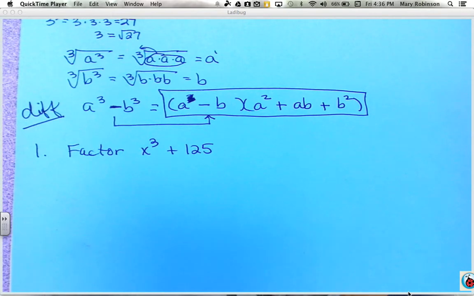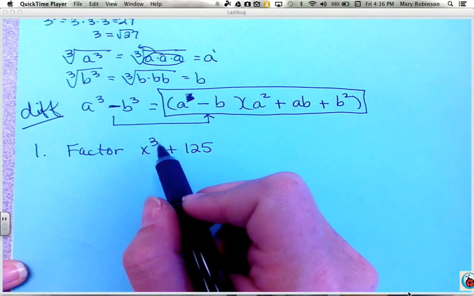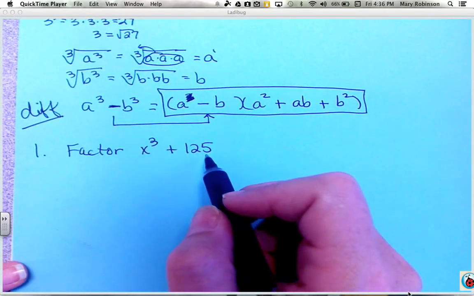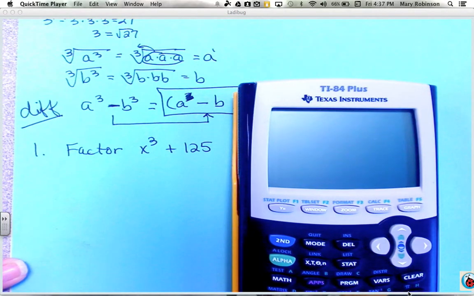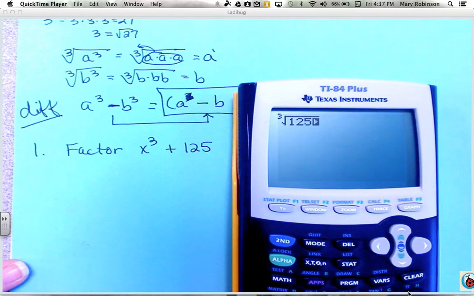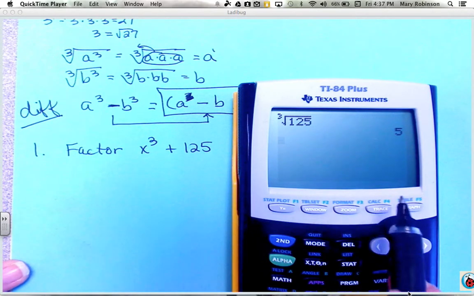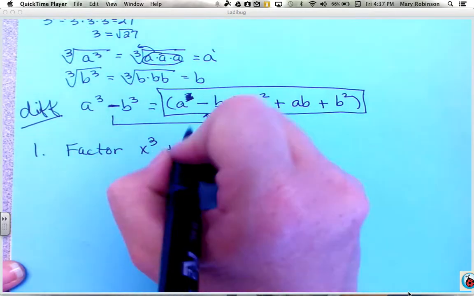We have two terms that appear to be cubes. If you take a look at this exponent 3, it's a cube. We can look at 125 also and think about that being a perfect cube. Remember, I asked you to memorize your list of perfect cubes already. But if you forget how, remember that you can go to Math, choose option 4 for cube root, type in 125, and we see that it is a perfect cube. So that means 5 times 5 times 5 equals 125.